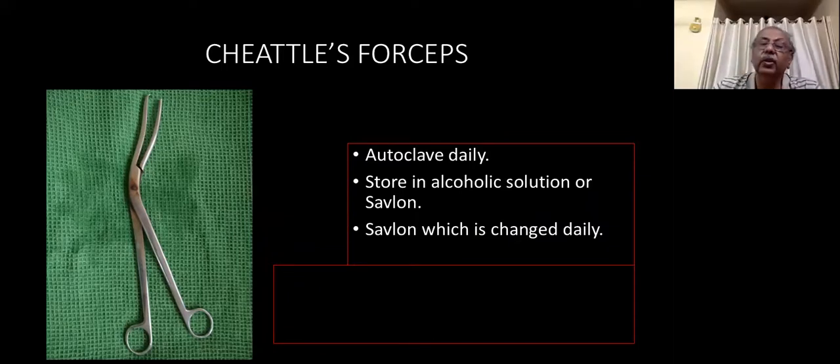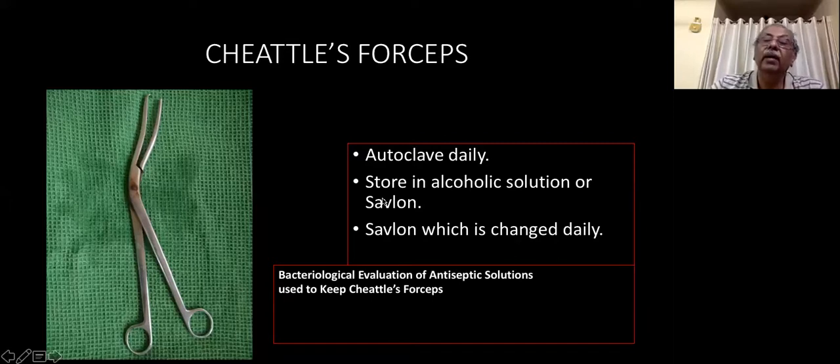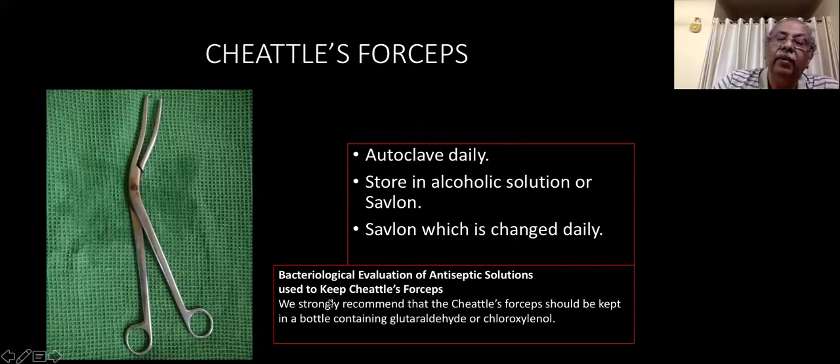because there are several studies which show that if you keep it in Savlon for a few days, Pseudomonas will grow in the Savlon. In one paper on the bacteriological evaluation of this, they strongly recommend that Cheatle's forceps should be kept in a bottle containing glutaraldehyde or chloroxylenol. That is taken from an article which I happened to see on the net.